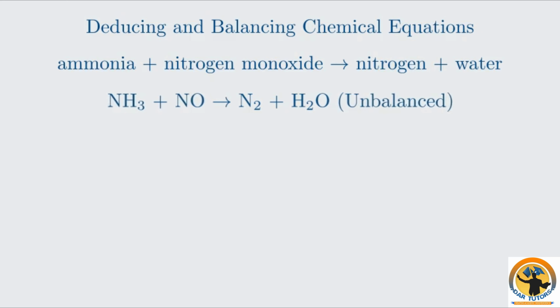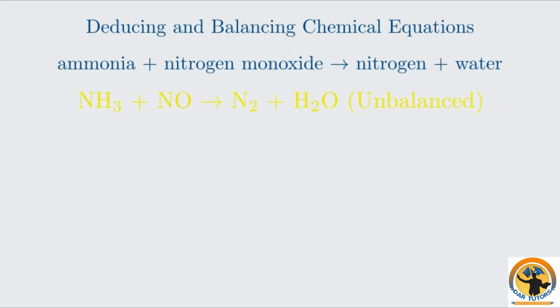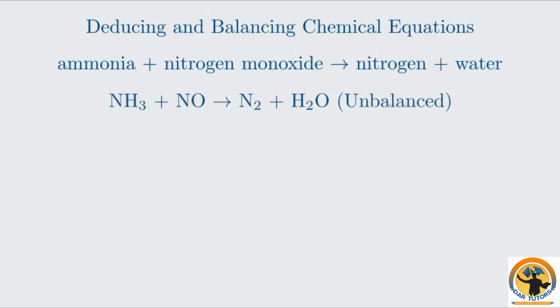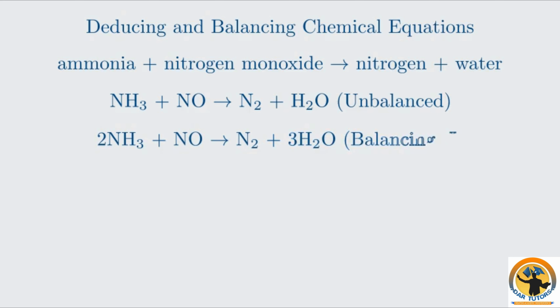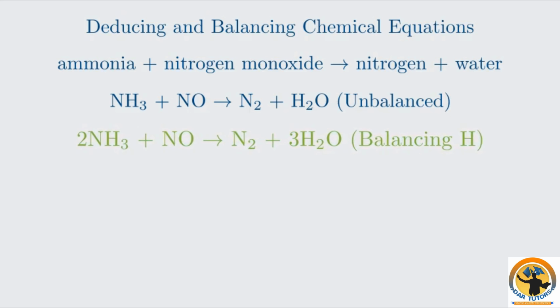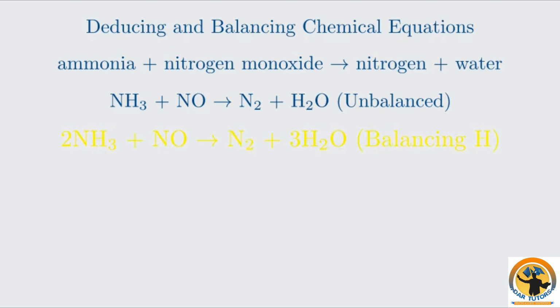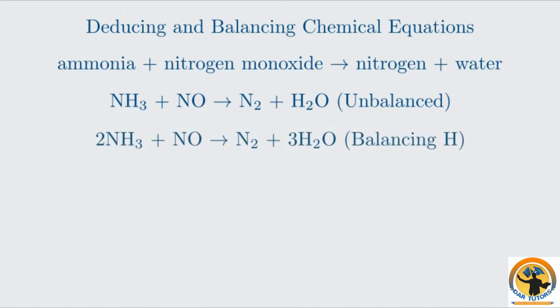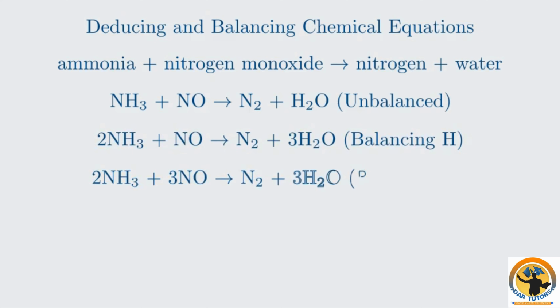On the left, we have 3 hydrogen atoms in NH3. On the right, we have 2 in H2O. The least common multiple is 6. We place a coefficient of 2 in front of NH3 and 3 in front of H2O. This gives us 6 hydrogens on both sides. Now, let's balance oxygen. On the right, we have 3 oxygen atoms in 3H2O. On the left, we have 1 oxygen atom in NO. To balance oxygen, we need to place a 3 in front of NO. So now the equation reads 2NH3 plus 3NO yields N2 plus 3H2O.